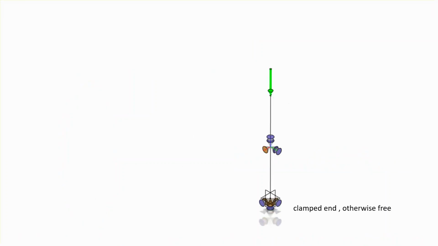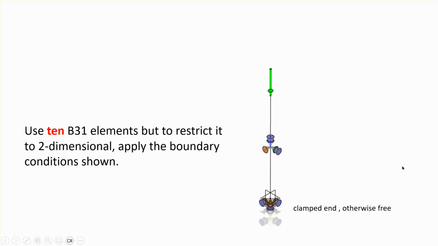So for simplicity, as I mentioned, I will be using a bar which is 1,000 millimeter long. It's clamped at one end and it is free at the other end, and I will be using 10 B31 elements. Now, B31s are the three-dimensional linear elements for beams, and the fact that I'm using 10 of them, and this being 1,000 millimeter long, means each of them is 10 millimeters, incidentally.